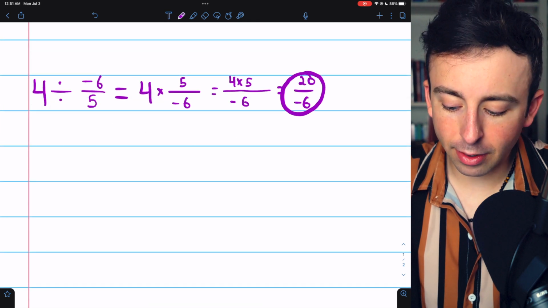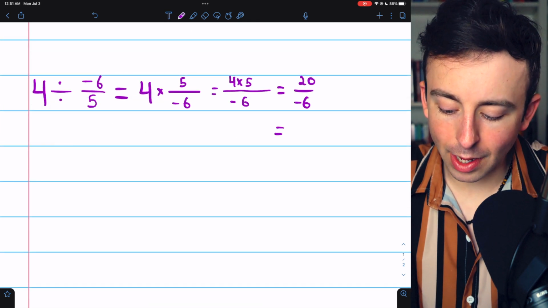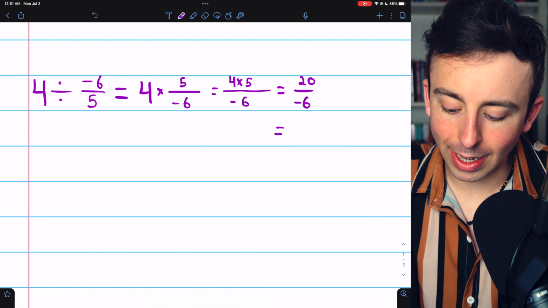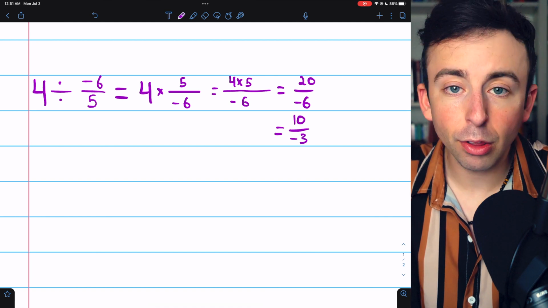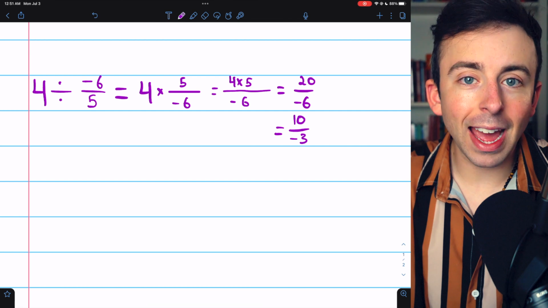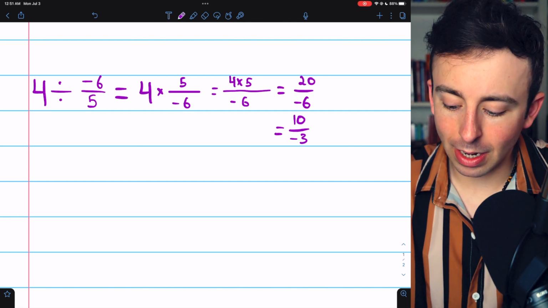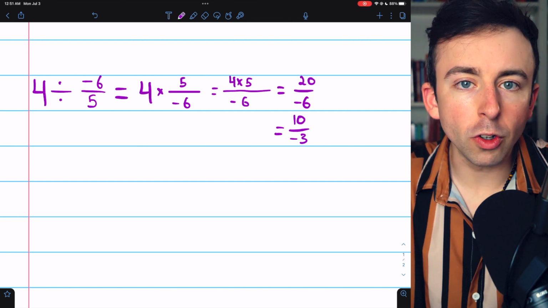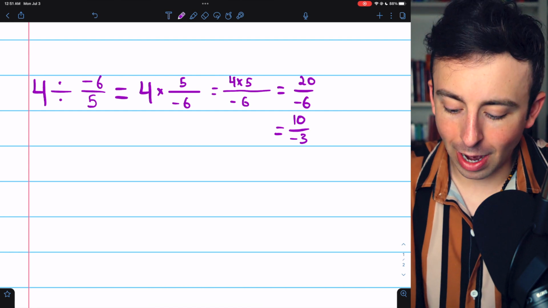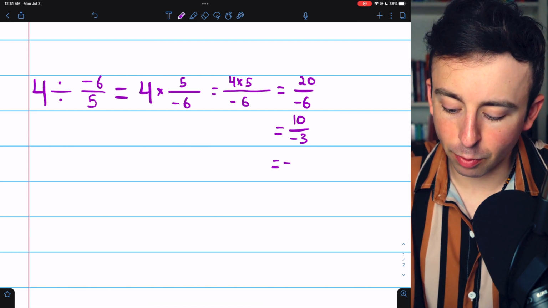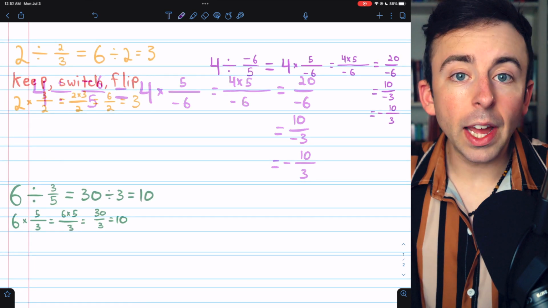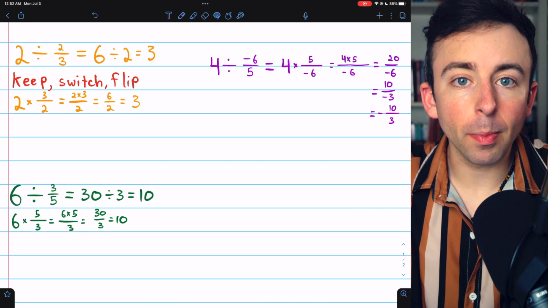20 and -6 are both even, so if we divide the numerator and denominator by 2, we get 10 divided by -3. Now, with a fraction that has a negative, you can put the negative in the denominator, or in the numerator, or in front of the fraction. I'm just going to put the negative in front and write our final answer as -10 over 3. And that's how you divide a whole number by a fraction.